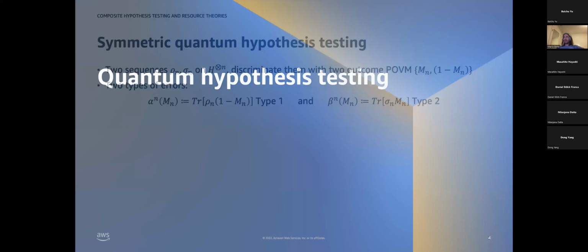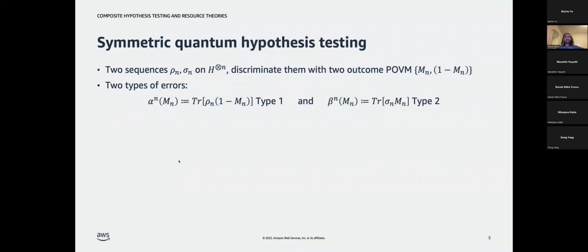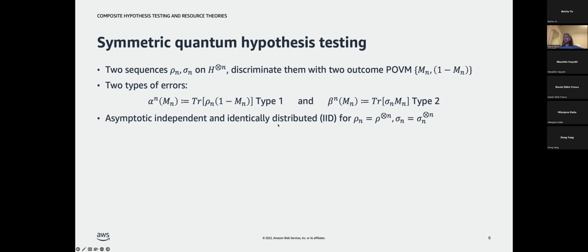Quantum hypothesis testing. The simplest setting is that we have two sequences of states, let's say rho n and sigma n, and then we would like to discriminate which of the two we get. We're told we get either rho n or sigma n, and then we want to apply this two-outcome POVM to find out which one we actually got. And of course, then we can make two types of error, this type one and type two error, so we can either mistakenly identify rho n as sigma n, or sigma n as rho n. And of course, the very simplest setting here is if these sequences of states, rho n, is just a tensor product sequence, rho tensor n, and the same for sigma.